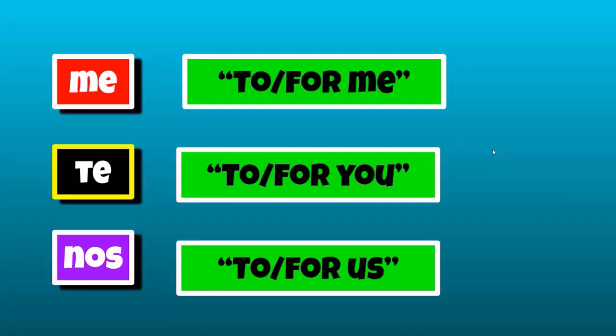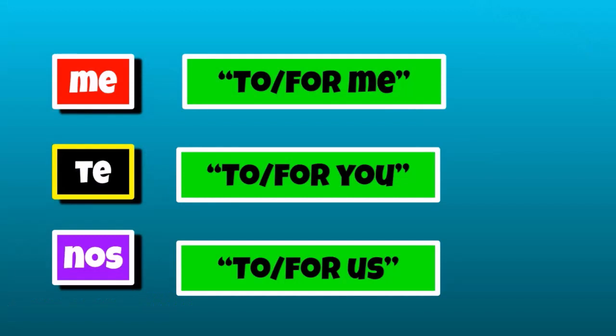There are 2 questions that indirect objects and indirect object pronouns answer. And the question is, to whom, for whom? Let's pull it up on the camera so you can make sure you understand what I'm saying here. To whom, for whom. Now let's get back to it. So we have me, to me, or for me. Te, to you, or for you. Nos, to us, or for us.